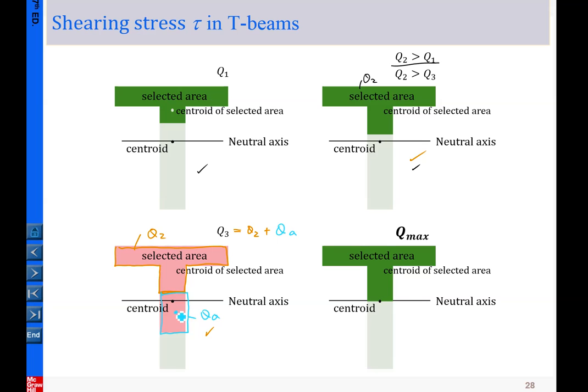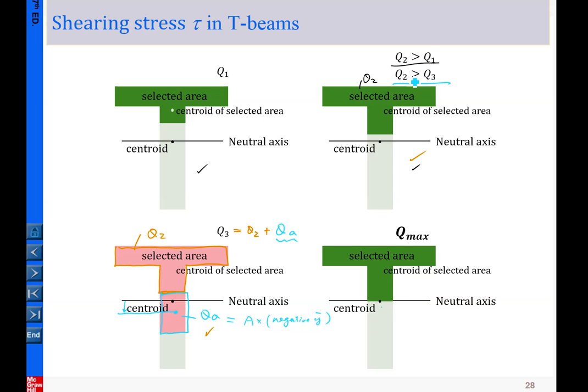When you do the calculation, QA has its centroid here. This centroid is negative because it is below the neutral axis. So when you do the calculation, you take the area of this and multiply by a negative y bar, so basically this is negative. So compared to Q3 and Q2, you can see Q3 equals Q2 minus something.